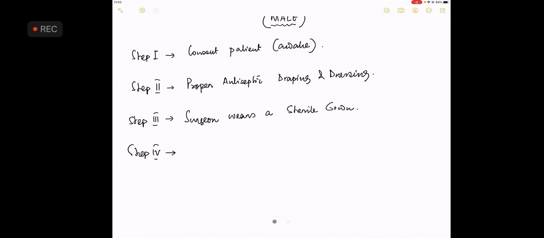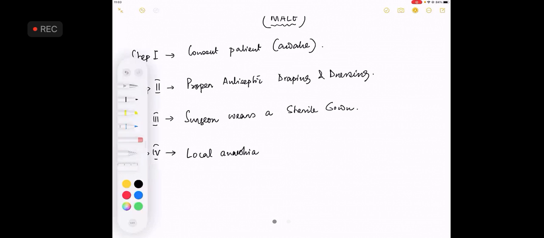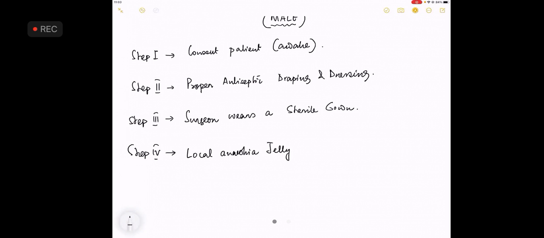The step number 4 is a local anesthesia jelly, that means lignocaine jelly, is inserted in the male urethra.